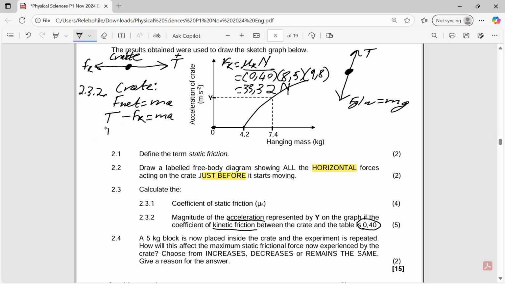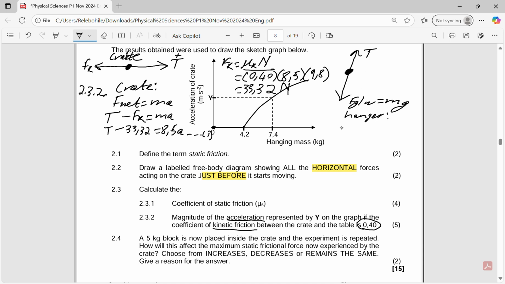So I will substitute there. Do I know my tension? No, I do not. Do I know my kinetic friction? Yes, I do. Now 33.32 is equal to, do I know the mass? Remember, the mass of the crate is 8.5, all this multiplied by A. So this will be my equation 1. And then for equation 2, I'm now looking at my hanger. So I'm just going to write here hanger. This is the second part.